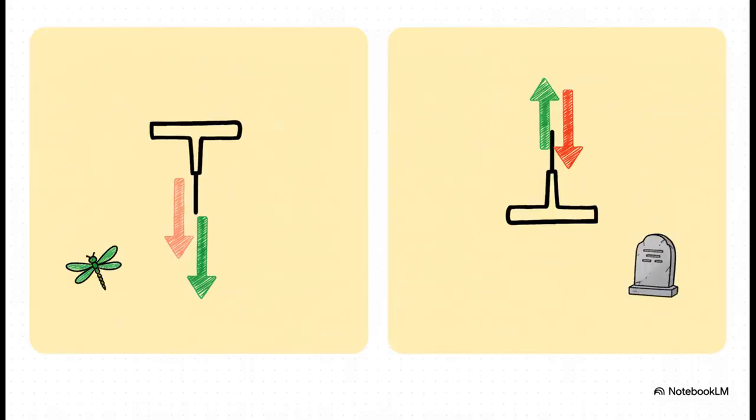Check out the dragonfly doji on the left. Sellers tried to crush the price, but the buyers fought all the way back to the opening price. That's a powerful bullish story. Now look at the gravestone doji. It's the exact opposite. Buyers pushed way up, but the sellers took complete control by the close. That's a really bearish sign when you see it at the top of a trend.